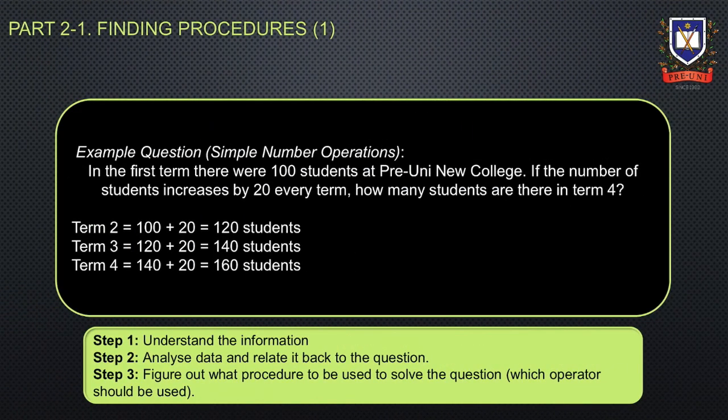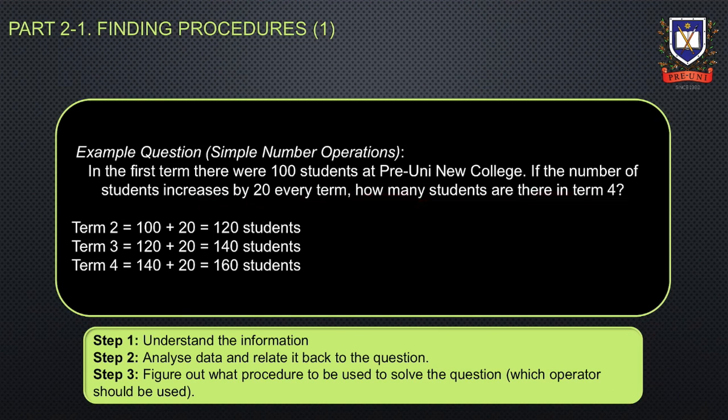And the last concept that we will go through in this lesson is simple number operations. A simple number operation question requires students to utilize mathematical operators to problem solve, covering a variety of topics. Consider the following example. In the first term, there were 100 students at Pre-Uni New College. If the number of students increases by 20 every term, how many students are there in term 4?